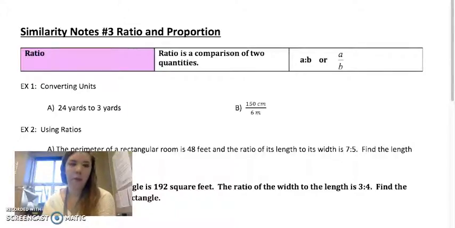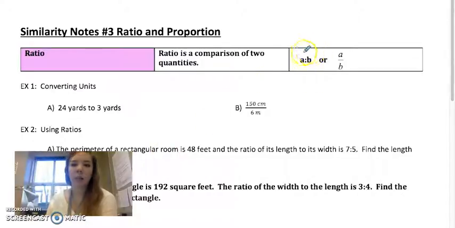All right, today we're going to do some review on ratio and proportions. For the most part, you've seen this before, but proportion happens a lot in similarity because your sides are proportional. So we're going to spend a day and focus on just that. So a ratio, remember, is a comparison of two quantities.